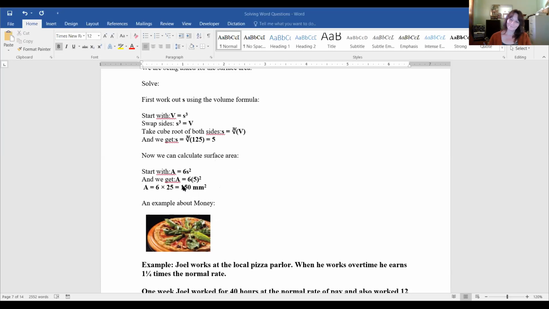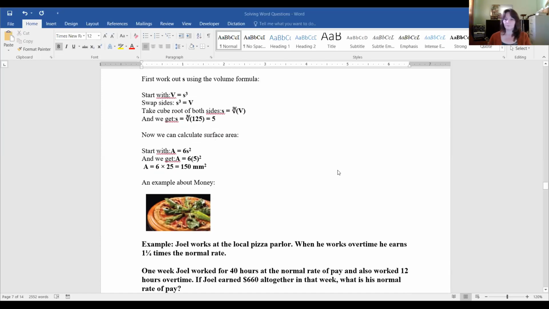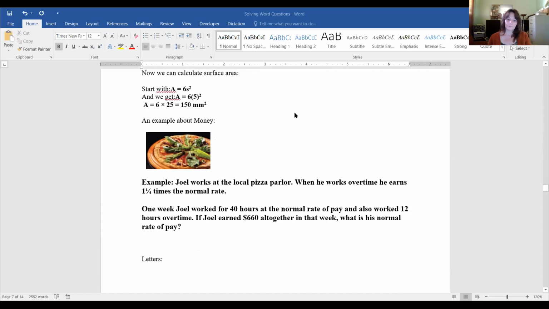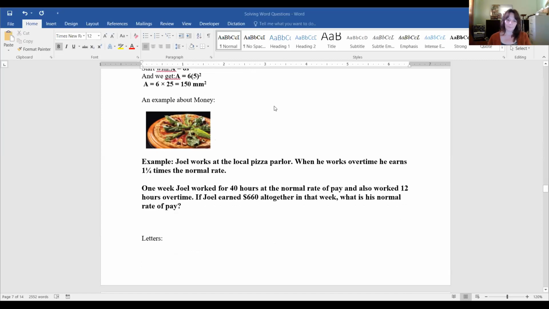And don't get confused when you see numbers that you think, well, that can't be right, that's too big. Remember, 150 square millimeters has nothing to do with 125 cubic millimeters. Any solid object has a surface area as well as a volume, so they're related, but they're independent entities. Okay. Any other question?